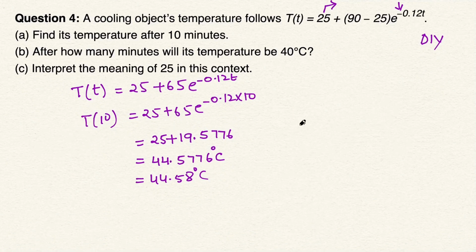Interpret the meaning of 25 in this concept. So 25 is the temperature of the surroundings. What is the DIY here? Why? Okay, when will it take less time for the coffee, right? Or when will it take more time. You have to tell me this. And why? So just comment me.